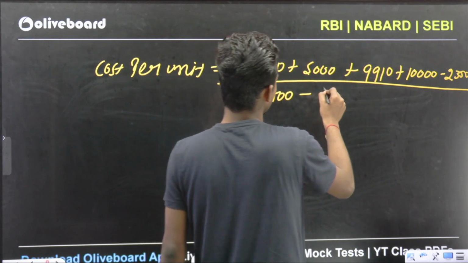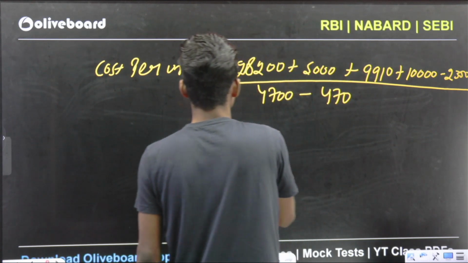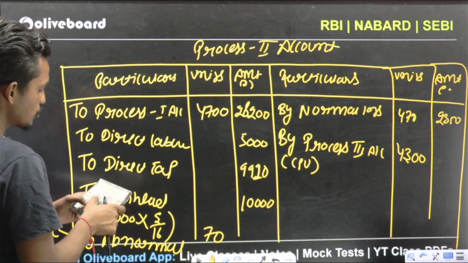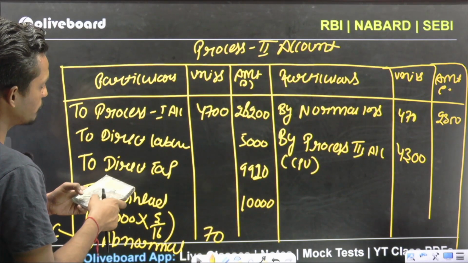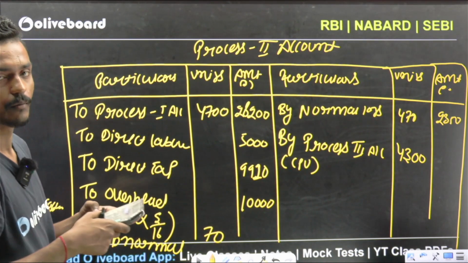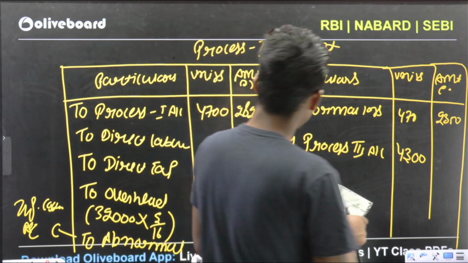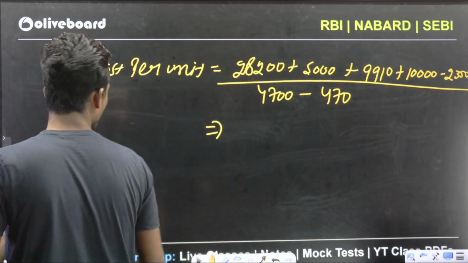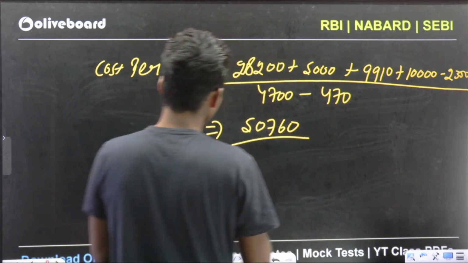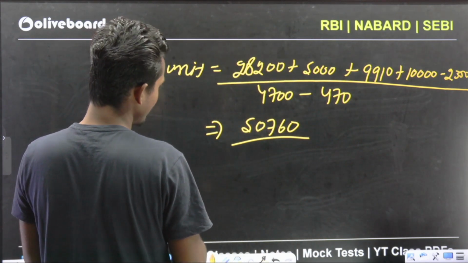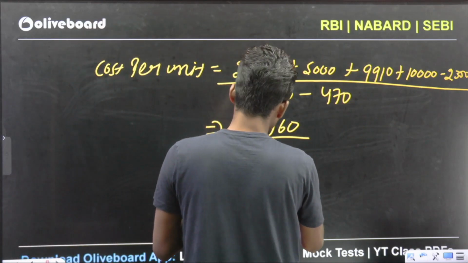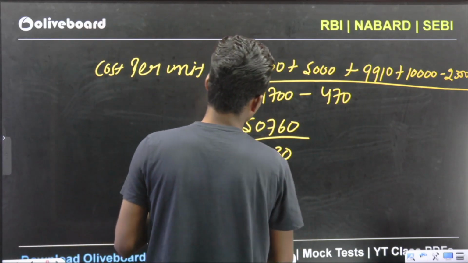4700 minus your 470 units. So by doing so, I will be able to calculate the cost per unit. So 28,200, 5,000 plus 9910 plus 10,000 minus your 2350. You can simply get the total cost. The total cost is about 50,760, and you have to reduce the 4,700 units minus the 470 normal loss. So you will get the 4230 actual units that you have produced.